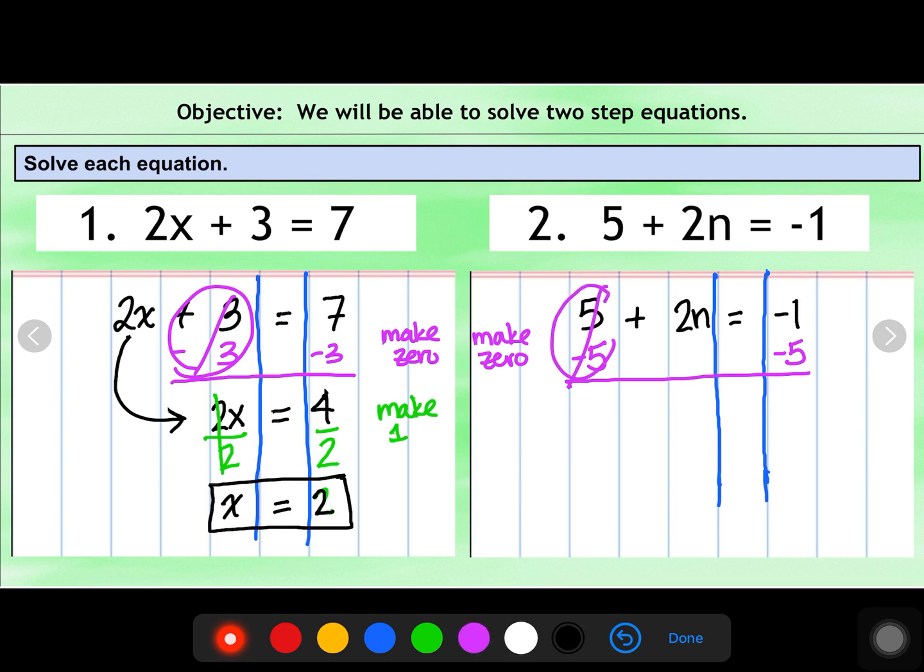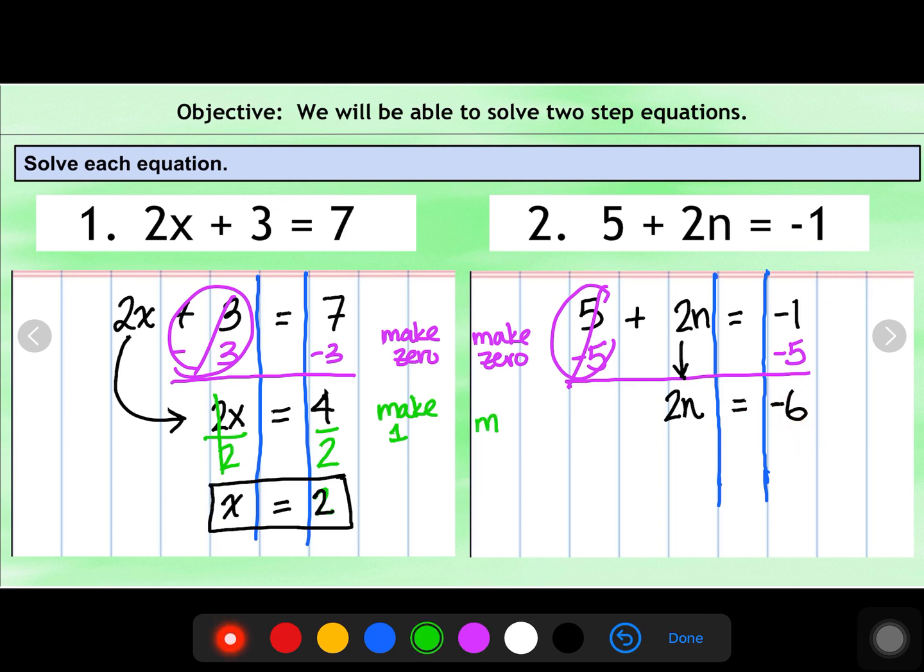All right, this makes the 0 that I want. This 2n, now this is a positive out front. We don't have to write it anymore. That's going to equal, here's where we have to be careful. A -1 and a -5, when I put them together, makes a -6. Okay, so it's like saying you lost 1 yard and then you lost 5 more yards. You've lost a total of 6 yards.